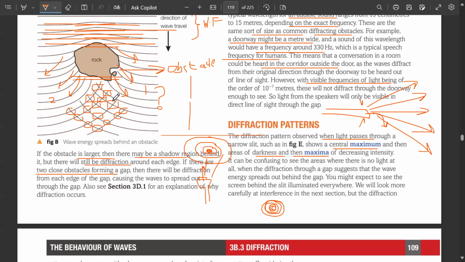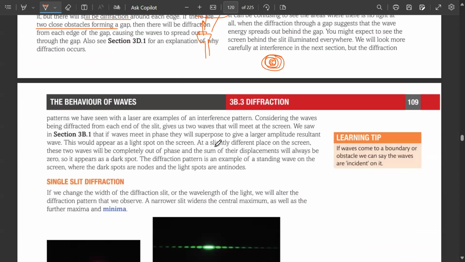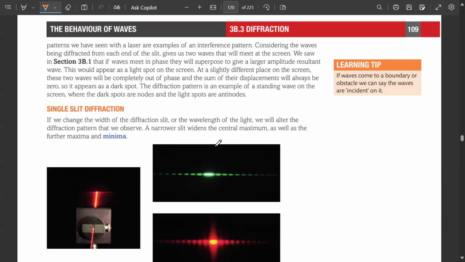We'll have different areas because where these join, now there are two waves, and when they interfere after spreading, some of them would produce a maximum bright region. Some of them would produce a dark region. Then some of them again would produce a maximum bright region. Now, how is that done? By interference. This is all due to the interference.